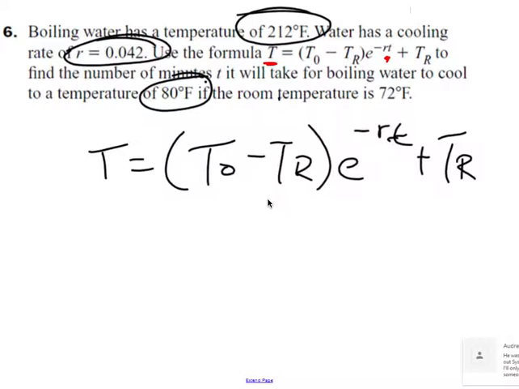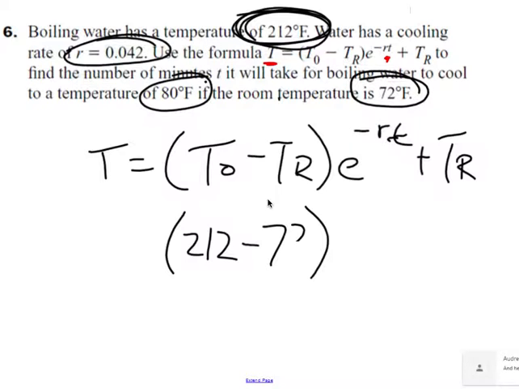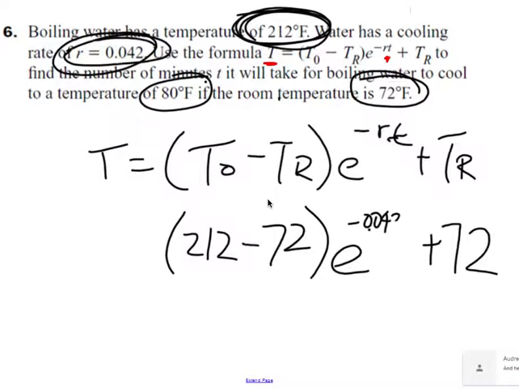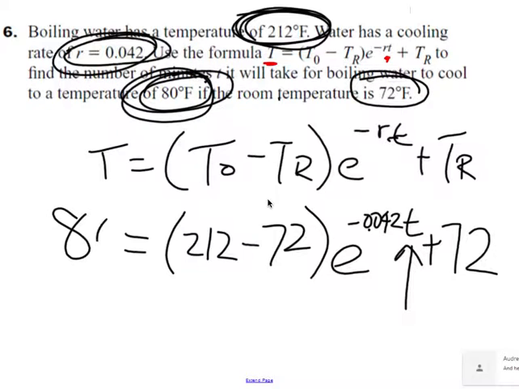Okay, so let's first plug in this 212. That's the initial temperature when it stopped boiling, so that's the temperature T0, 212. The room temperature is 72 degrees. That goes in two places. And the rate is 0.042. We don't know what T is, that's what we're trying to solve. And we want the temperature at time T to be 80 degrees.